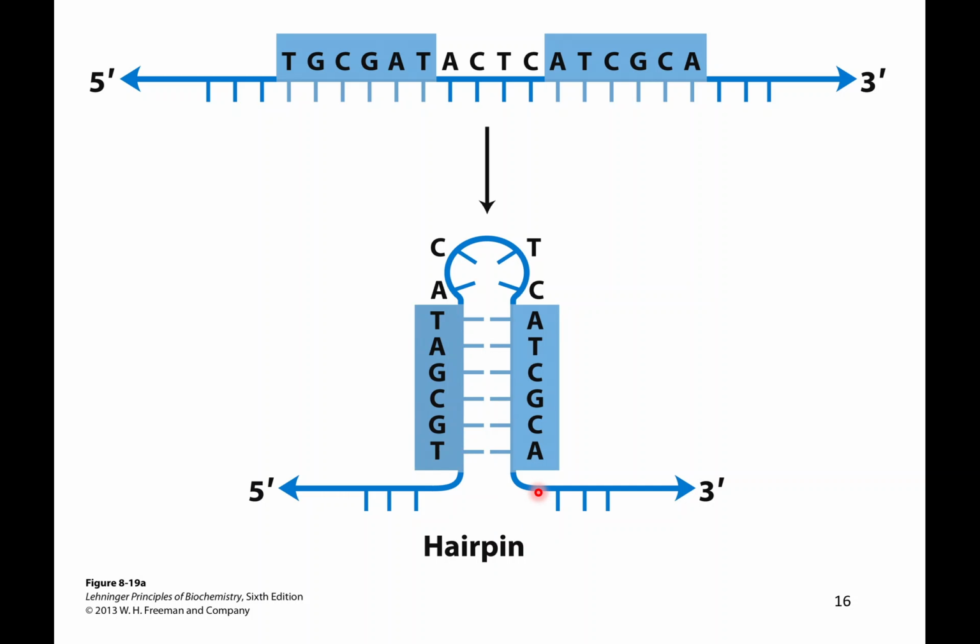So a hairpin is when you have one strand that is hydrogen bonding with itself, and then the little loop up here where you don't have any sort of base pairing in there. These loops can be a little bit bigger or smaller depending on where you have these complementary sequences, but that would be the hairpin. Okay.